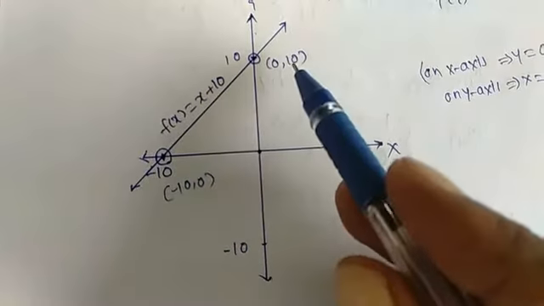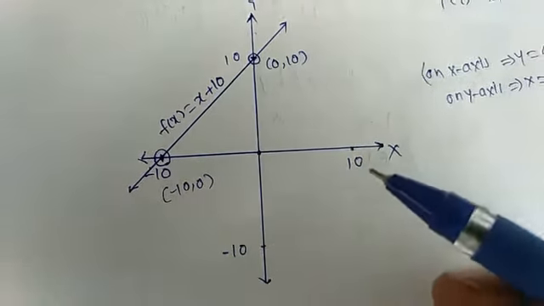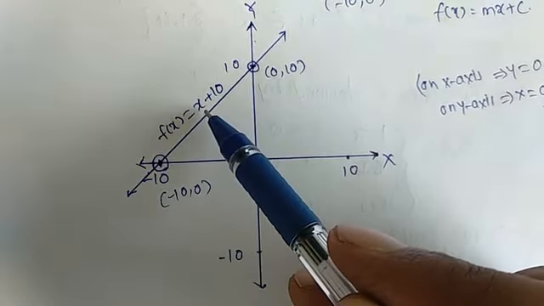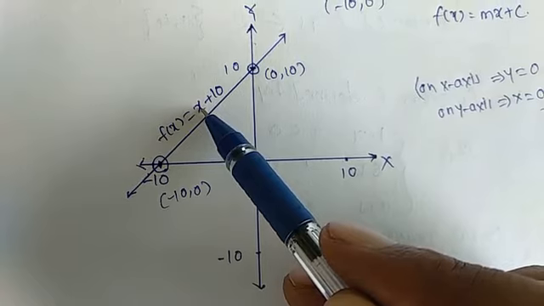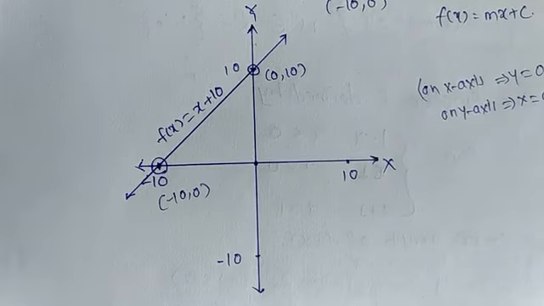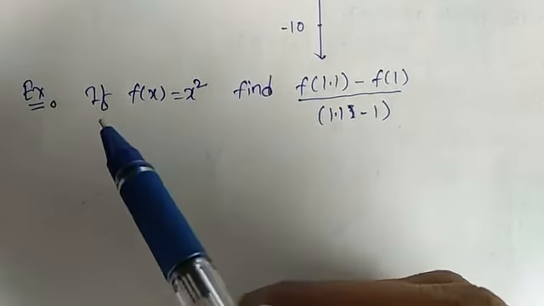So this is a graph for the function f of x is equal to x plus 10. This process is done for only linear functions, which have the x variable with degree 1. So this is a graph for the given function f of x. Now we consider the next example.